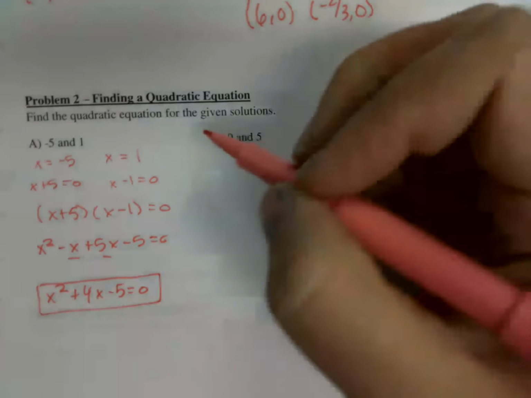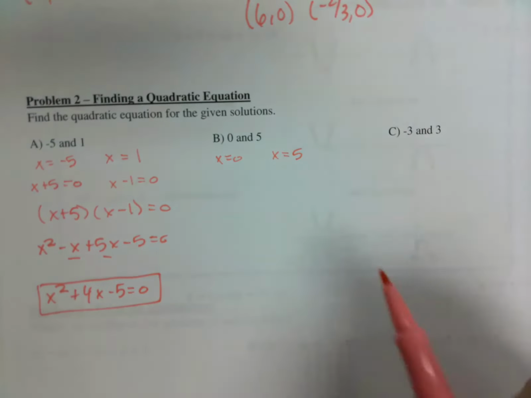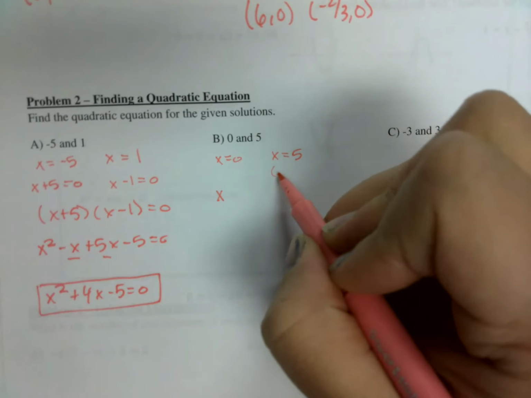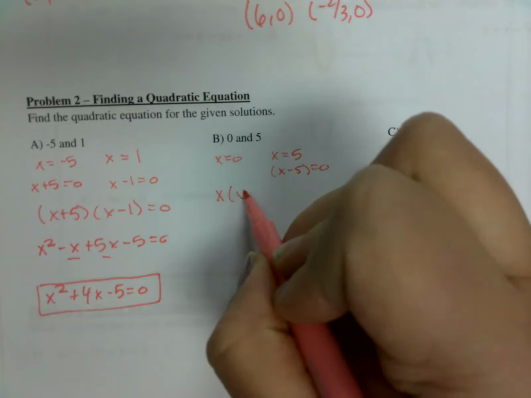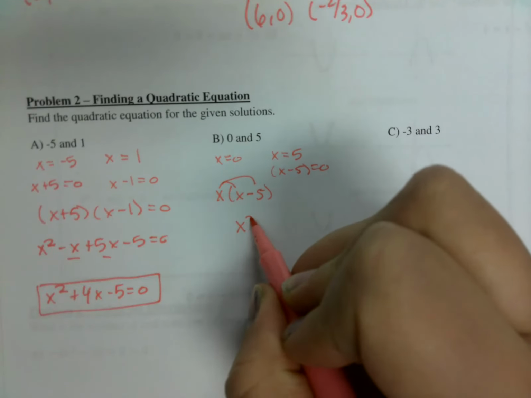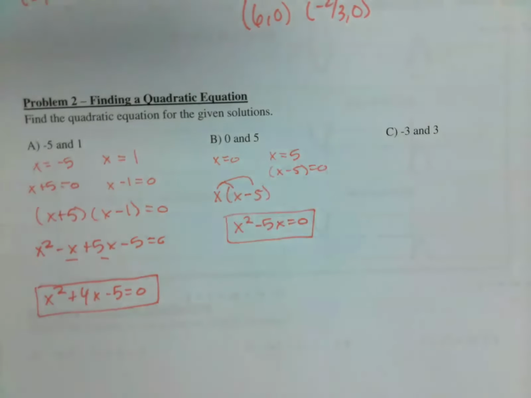Wait, what if I just have x is equal to 0? So again, if you are comfortable with not writing out the step, that's fine. So this is just x by itself. This would be x minus 5, because that would be equal to 0. So I have x times x minus 5. I distribute here. So I have x squared minus 5x equals 0. And that would be my answer.